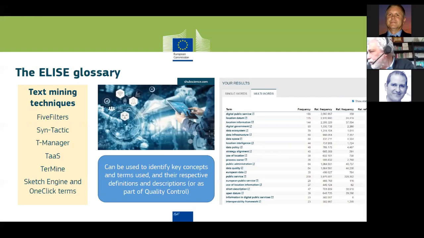It's a very interesting technique, and in practice one of the recommendations will be that when developing ELISE resources, or resources from other programs and initiatives in the future, it would be good to use text mining techniques to establish glossary lists and tables in resources. That has not been done systematically, but it's very interesting also from the perspective of quality control. There are several open source tools for doing that. We used and tested several, but we ended up with Sketch Engine and OneClick Terms, but there are other options, of course.